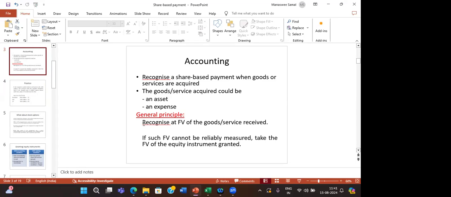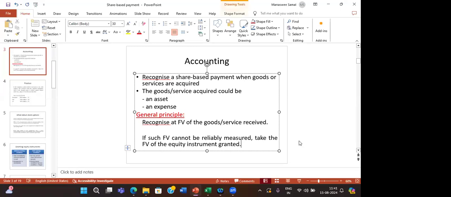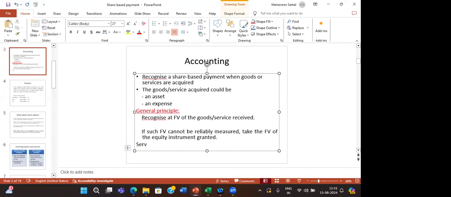Then the GAAP proceeds to say, however, if the fair value of the goods or service received by the company cannot be reliably measured, then take the fair value of the equity instrument granted. So in this context, I believe your ESOP accounting comes in. What is happening in an ESOP? Employees rendering service.